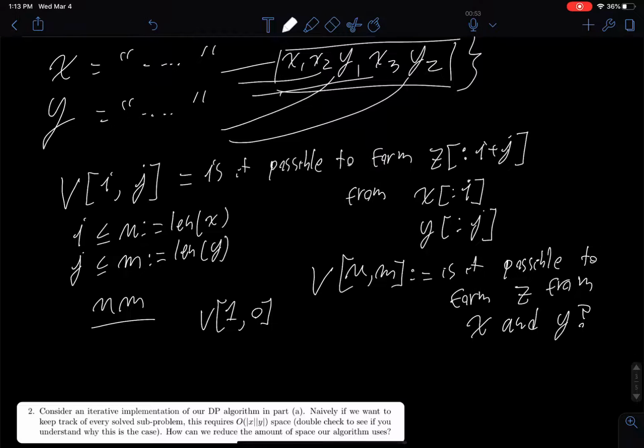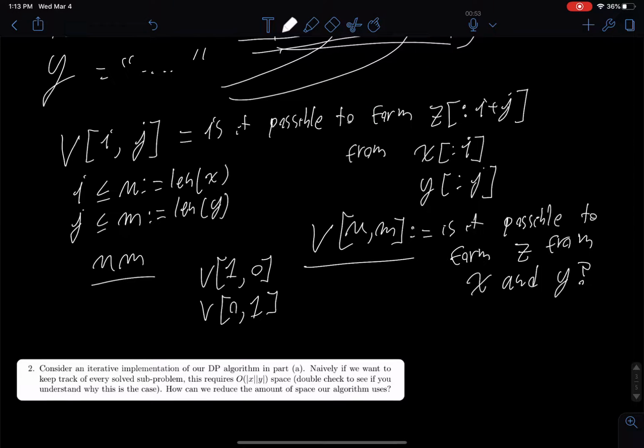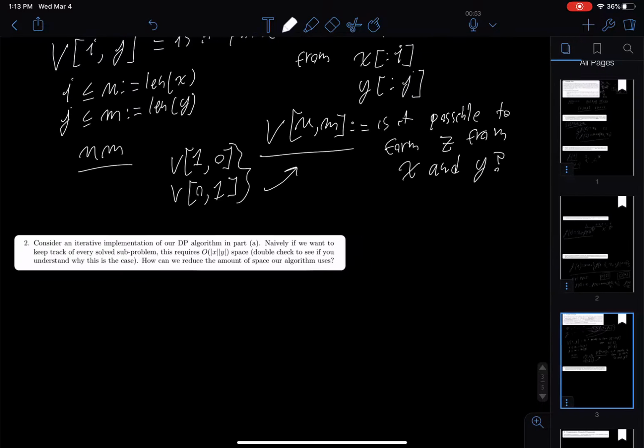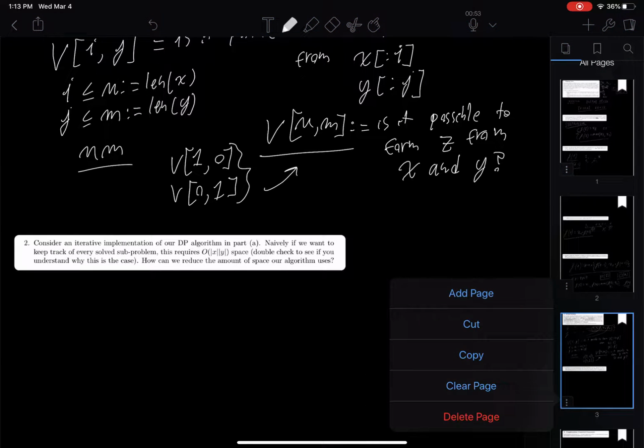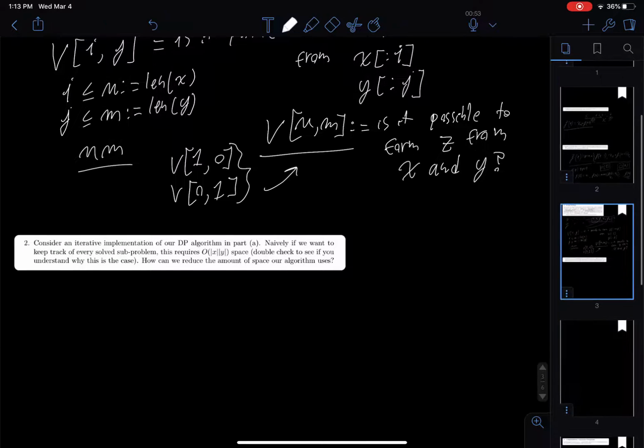But given that all of these small values, like V of 0, 1 and V of 1, 0, are easy to compute, and given that V of nm is the desired answer to our entire problem, we can see that all we have to do in order to come up with an efficient algorithm for this problem is find a way to go from smaller subproblems, V of 1, 0 and V of 0, 1, to larger subproblems like V of nm for general n and m. Let's see how we can possibly go about this.